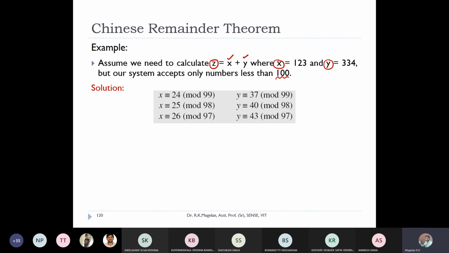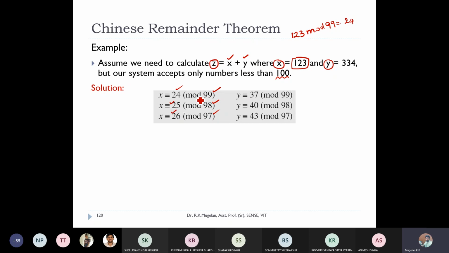Here, we create expressions with respect to x and y. They give x as 123 and y as 334, and they're saying it will accept only numbers less than 100. You can create 4, 5, any number of equations, but I prefer 3 equations, which is more than enough to find the answer. The highest 2-digit number is 99, next is 98, 97. If you take 123 mod 99, you will get 24. Am I right? 123 mod 99 gives 24. Again, mod 98 I get 25, and mod 97, 26.